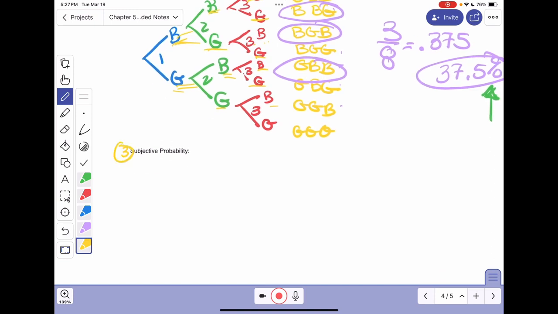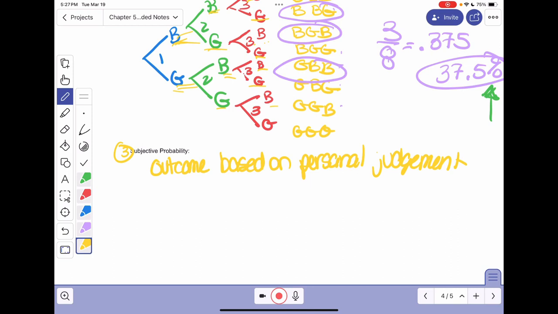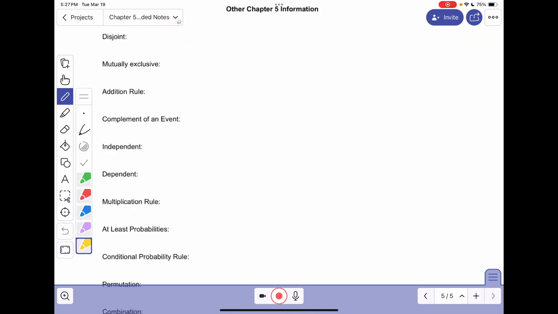The third one we're going to talk about really briefly is just when the outcome is based on personal judgment. So as long as someone's judgment is allowed to come into the picture, that's now subjective instead of mathematical. You can't really calculate it. So that's 5.1. There's some more vocab in chapter 5 that we're not going to do homework on, but I just want you to be aware of the vocab.